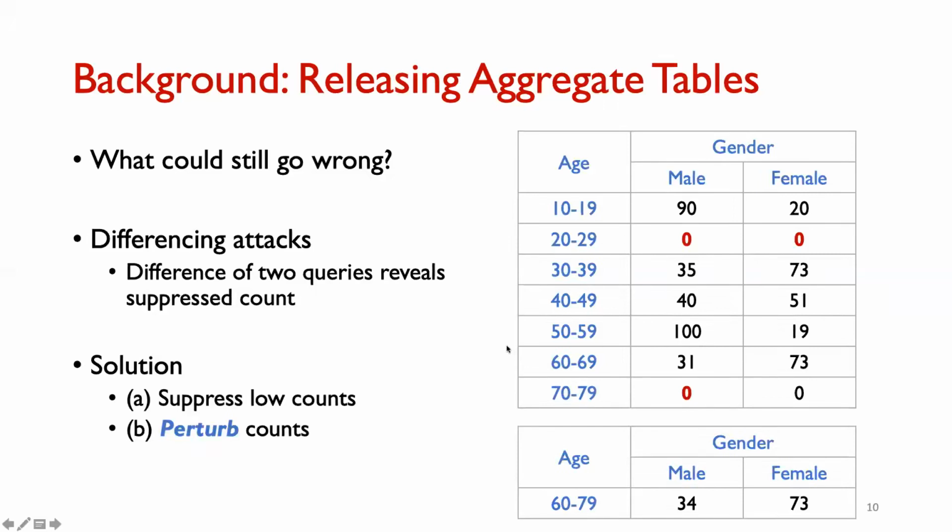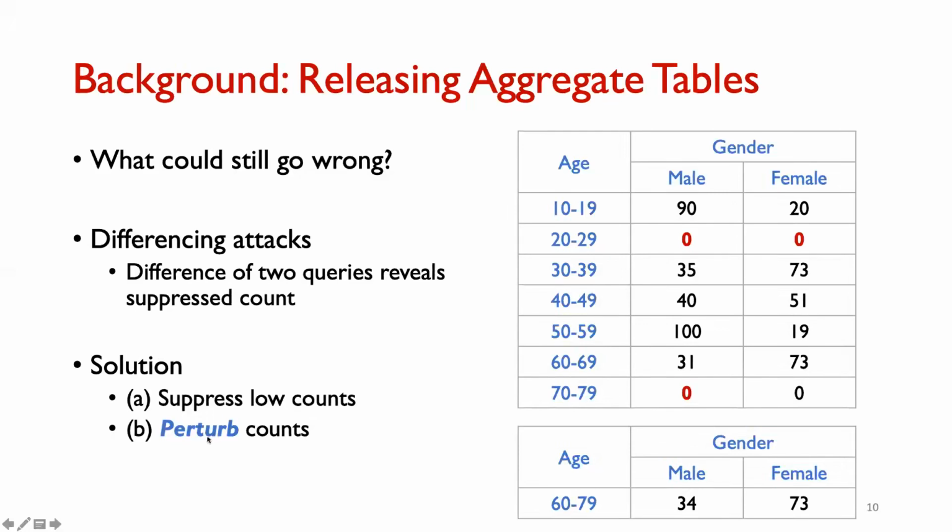Now, this is still not secure because the analyst or the attacker could launch a differencing attack. In this case, the attacker could ask the query of males in the age range 60 to 79. This will come out 34 because this is a high count. And then the attacker could ask a query about age range 60 to 69 and get the answer 31, subtract the two and get the suppressed answer.